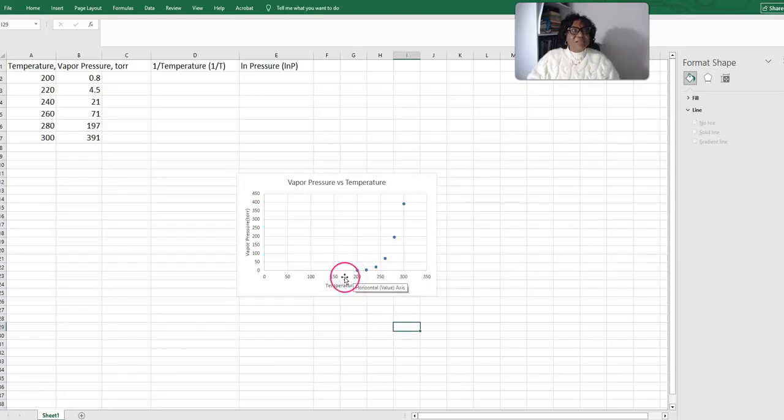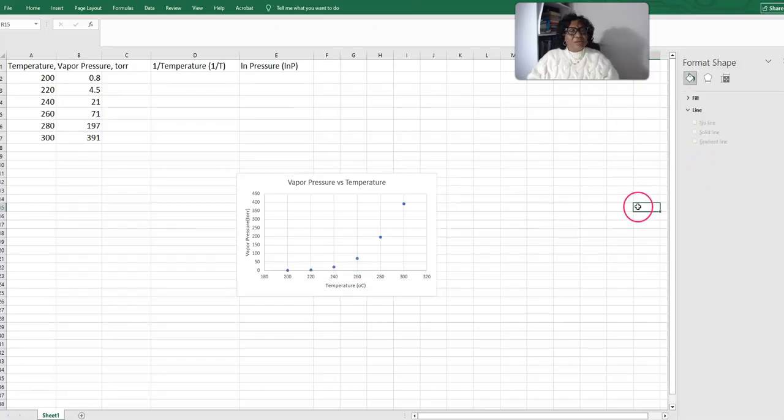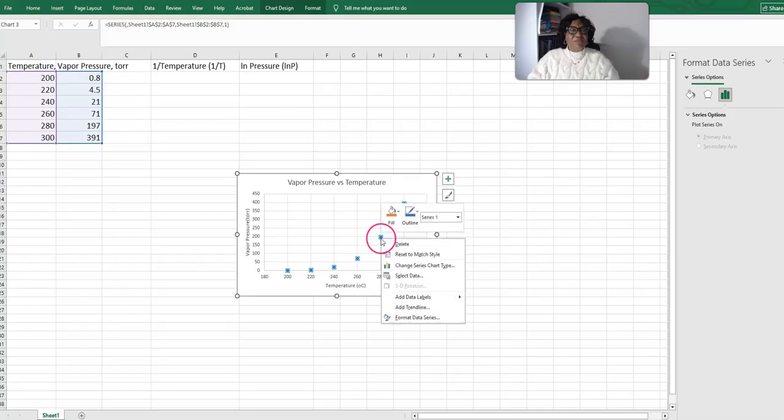We've labeled our axis. But now, let's fix our scaling. Please double click, and you see that the minimum for temperature is supposed to be 180, but what we have here is 0. That's not correct. So let's put 180. It fixes our scale.